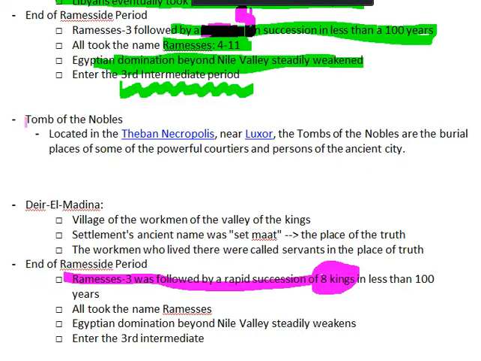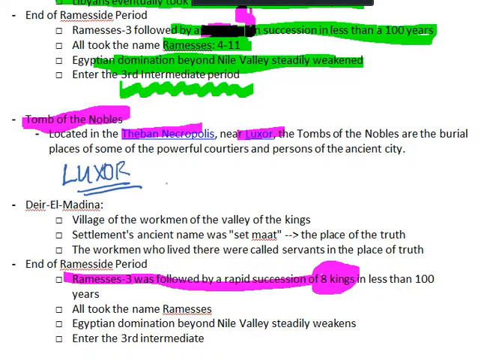Now, one more thing we need to talk about before we enter the third intermediate period is the Tomb of the Nobles. Located in the Theban necropolis near Luxor, the Tomb of the Nobles are the burial places of some of the powerful courtiers and the persons of the ancient city. So we have the Valley of the Kings, we have the Valley of the Queens, and then we have the Tomb of the Nobles. So you should know where it is located. So it's Theban necropolis near Luxor, not the Luxor Hotel in Las Vegas, although the theme is the same.